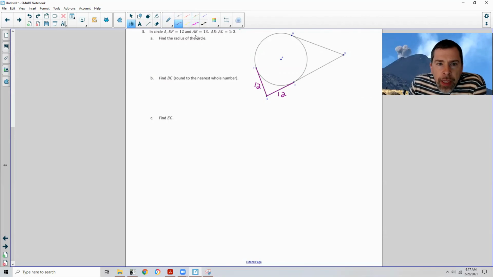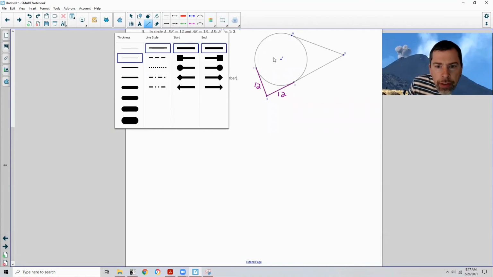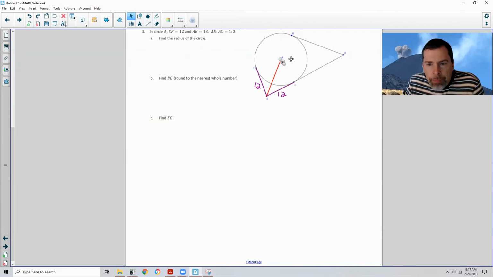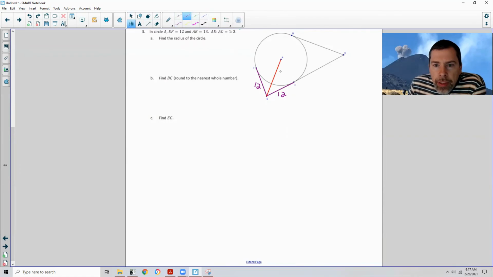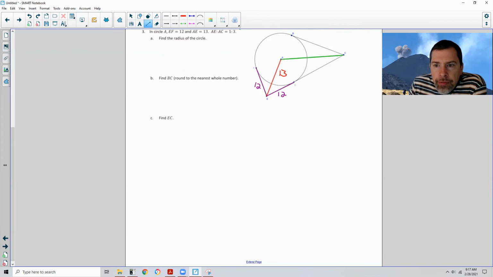Okay, keep going. AE is 13. Where's E? Right here. So I need to draw that. It's not in the diagram yet. So the segment from A to E is 13. All right, so let's make that 13. AE is to AC as 1 is to 3. So AE is to AC. Let's draw that. Okay, here's AC.